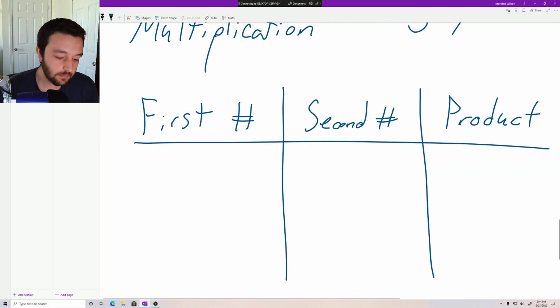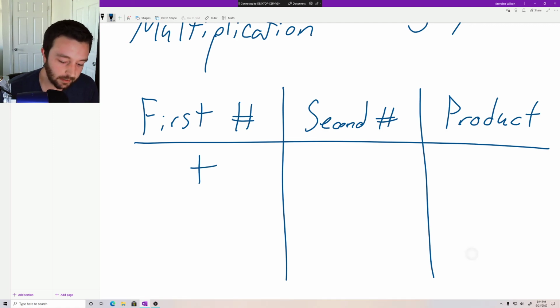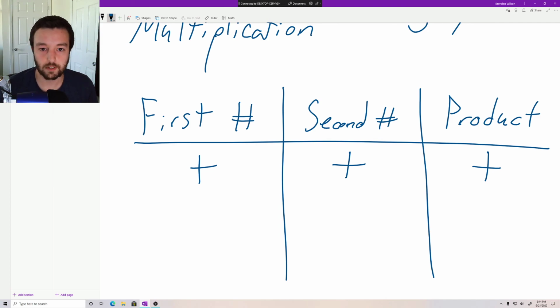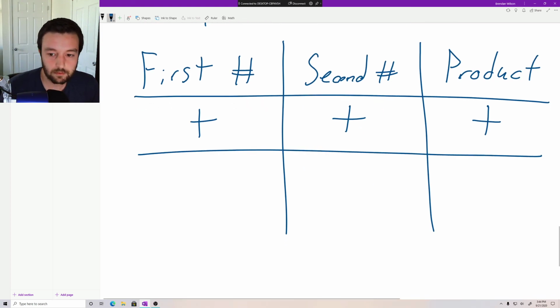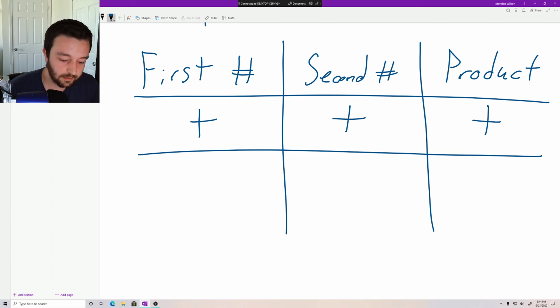Okay. If the first number is positive and the second number is positive, then their product is going to be positive. Okay. This would just be normal old multiplication that we've always seen, right? 5 times 7 is 35. Positive times a positive gives you a positive. Okay, so it's not too bad.